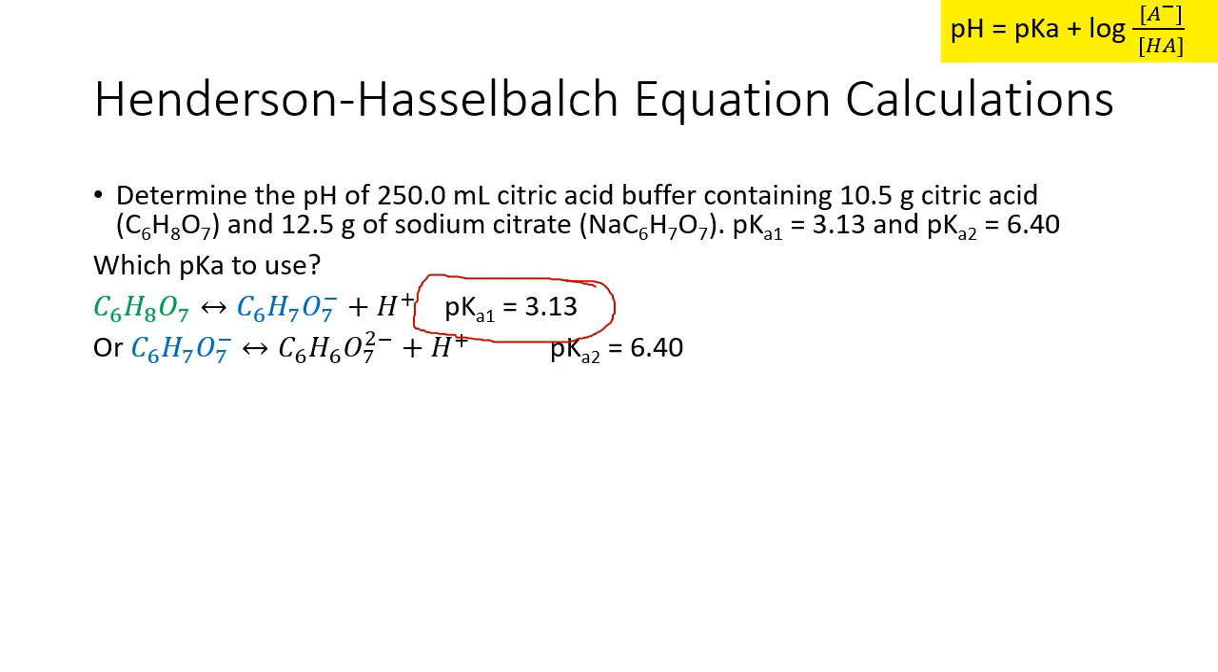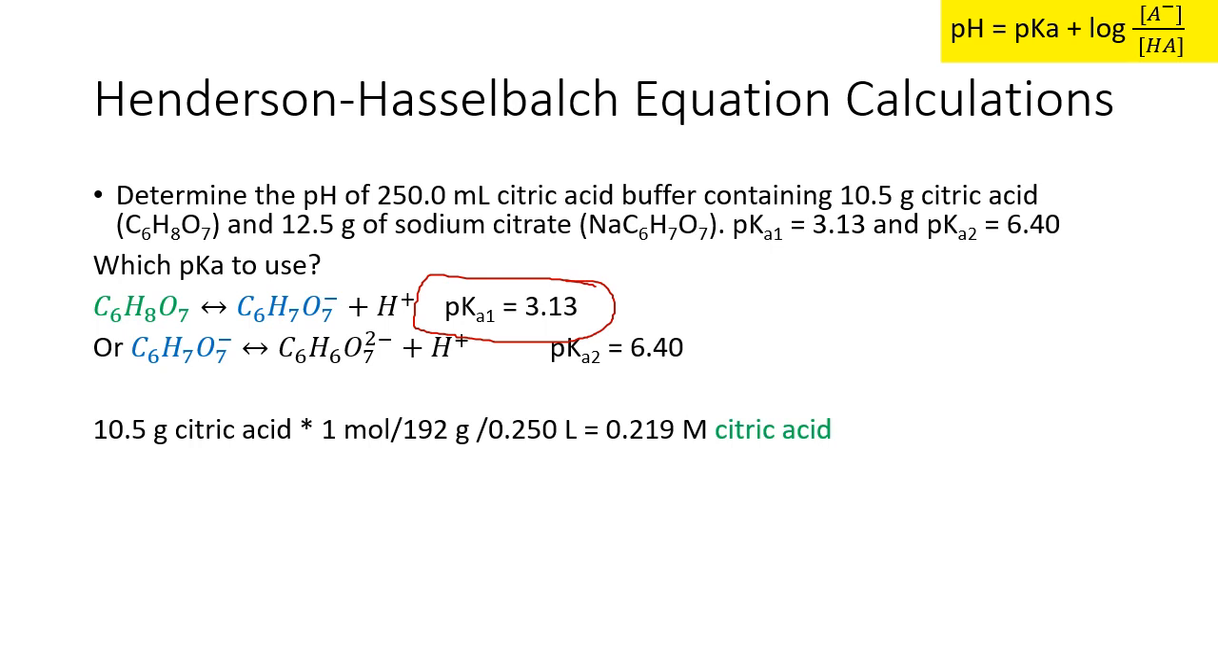All right, now that we've figured out that we're dealing with this top equation, let's apply the Henderson Hasselbalch. So we take a look and it gives us the mass of citric acid and the mass of sodium citrate that we add, but that's not molarity. And the Henderson Hasselbalch equation uses molarity, so we've got to calculate molarity. Easy enough. We take our 10 grams of citric acid, we divide it by 192, which is the molar mass, and then we divide it by 0.250, which is the liters. And we get 0.219 molar citric acid.